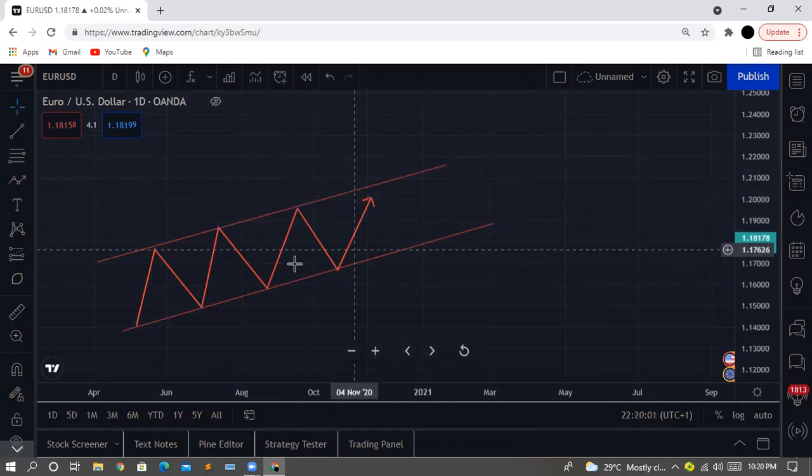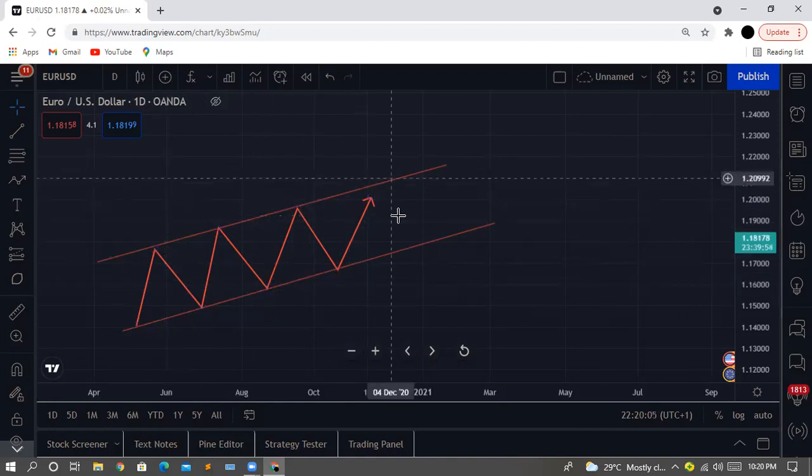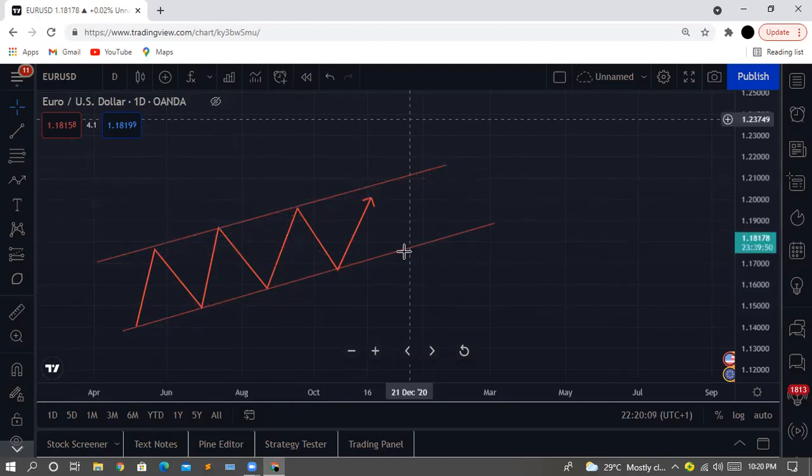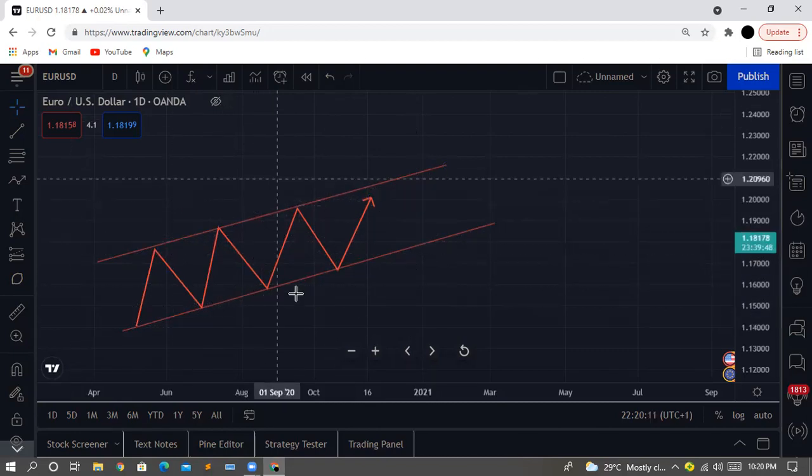This part is serving as a resistance. This part is serving as a support. You can call it a channel. It's just like a pipe or a tunnel. You can call the whole of this now a channel.